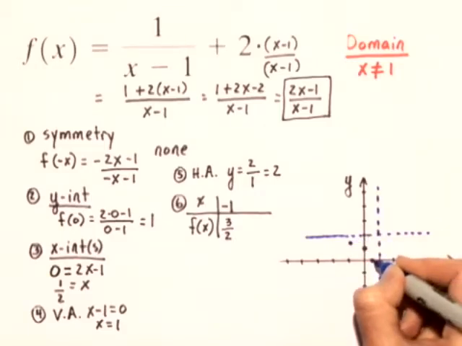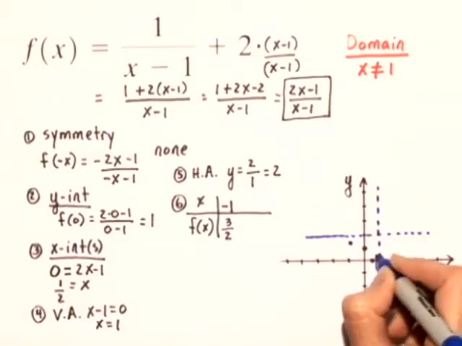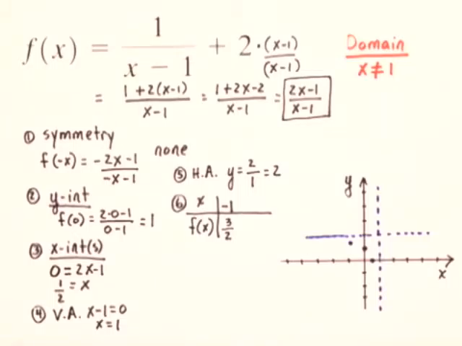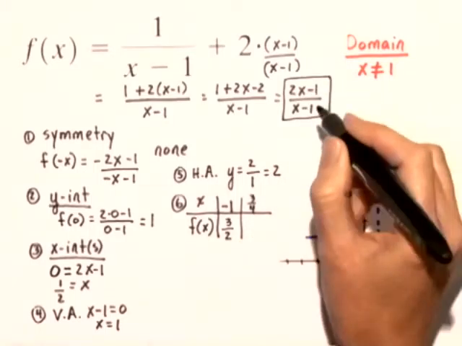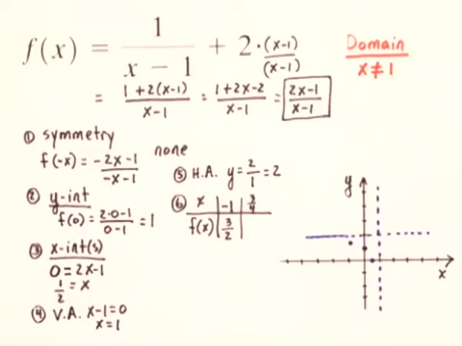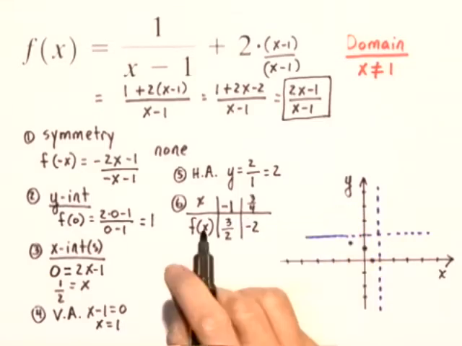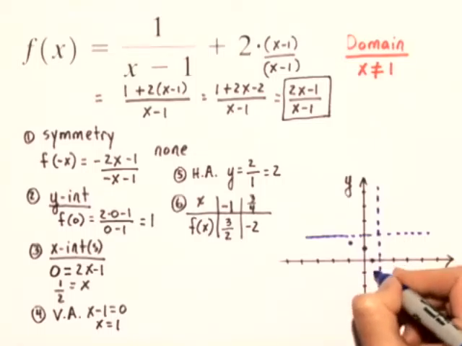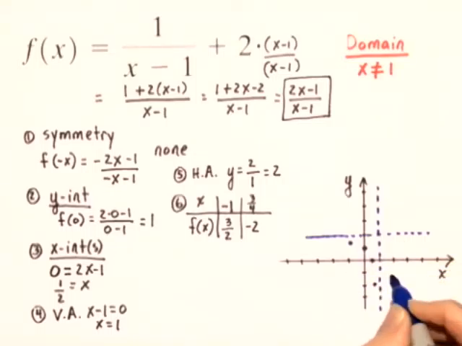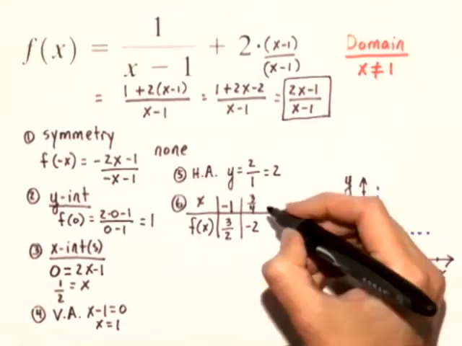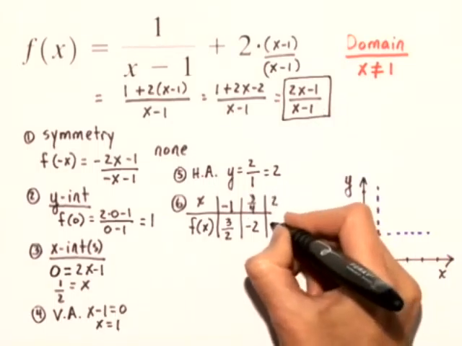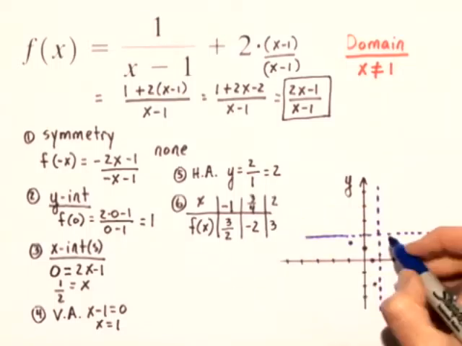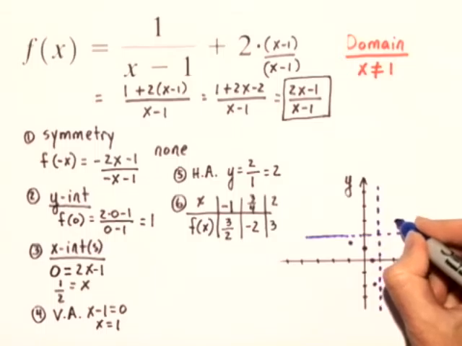Now let's choose a point between 1/2 and 1. Let's pick, say, 3/4 for x. If I substitute in 3/4 into my rational function, then I'll get the value -2 for f of x. So I'm going to plot that, (3/4, -2). And then finally, let's choose a value to the right of my vertical asymptote. I chose the value 2. When I substitute in 2 in my rational function, I end up with 3 as the function value. So (2, 3) is my point.